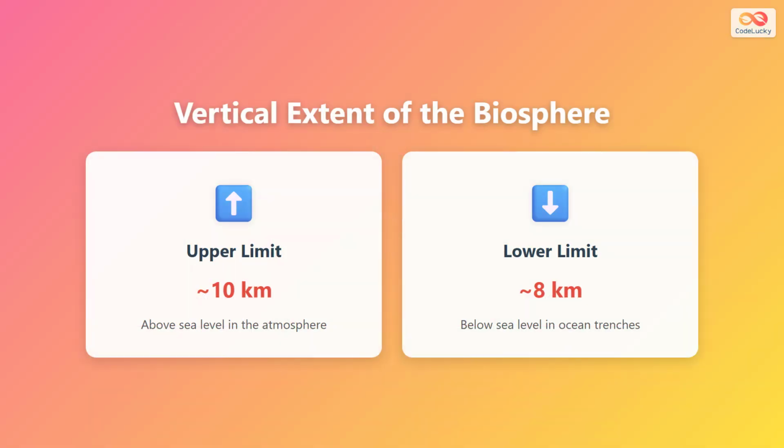The biosphere extends vertically from the deepest parts of the ocean to high up in the atmosphere. The upper limit reaches approximately 10 kilometers above sea level in the atmosphere, where certain birds and microorganisms can survive. The lower limit extends about 8 kilometers below sea level in the deepest ocean trenches, where specialized organisms have adapted to extreme pressure and darkness. This gives us a total vertical range of roughly 18 kilometers where life exists.